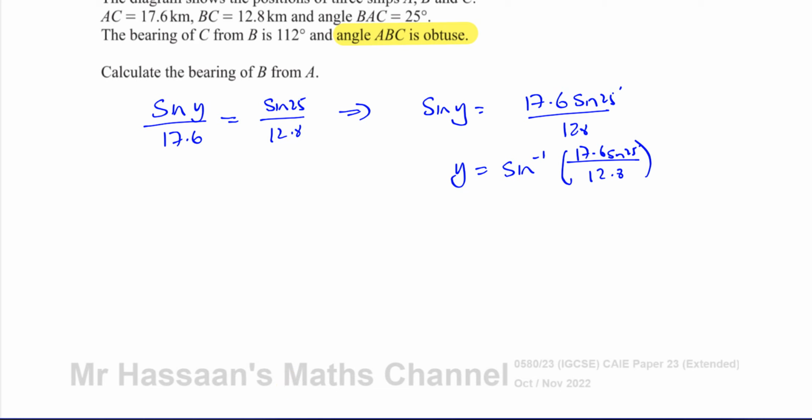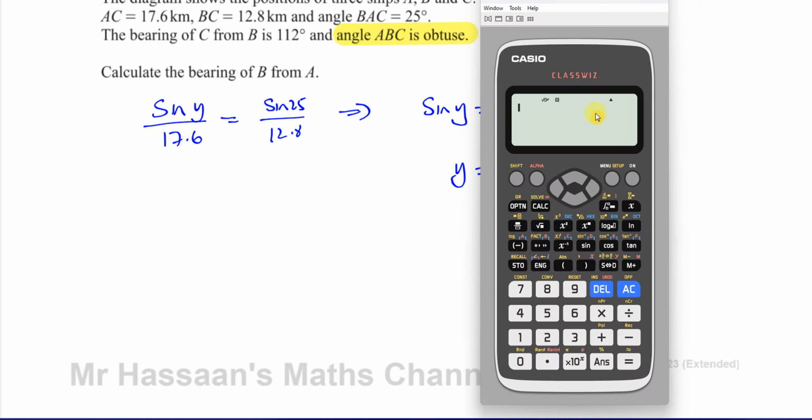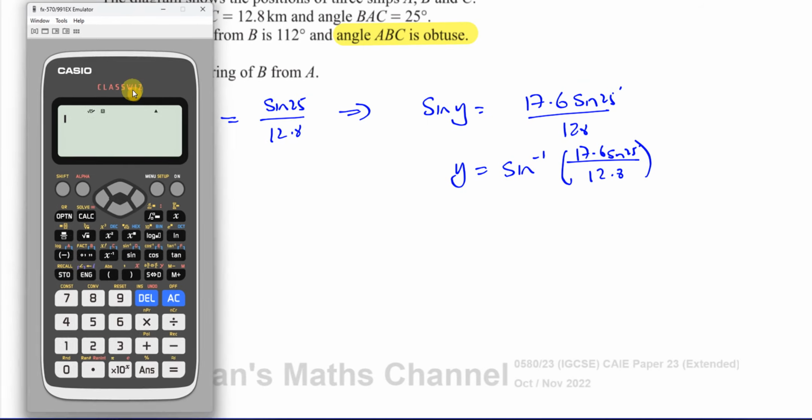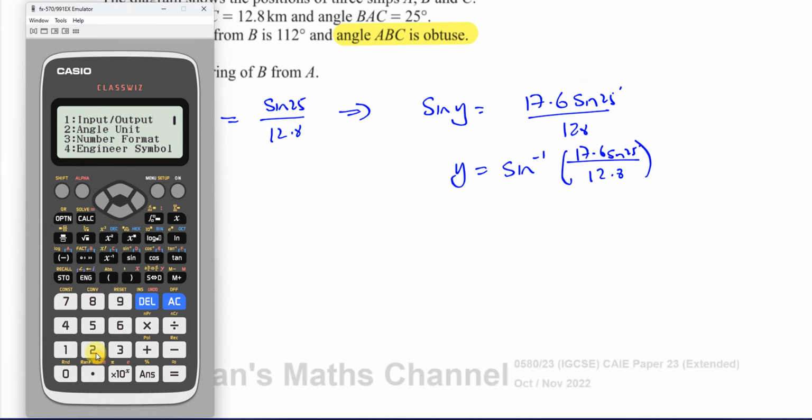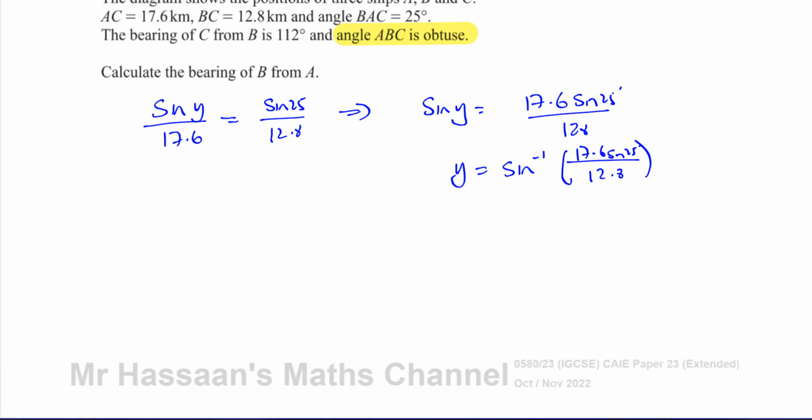So we'll take the calculator. We make sure that we are in degree mode. Right now the calculator is in radian mode, so I'm going to make sure that we're in degree mode. Very important. So now we're in degree mode. We say inverse sine of 17.6 times sine of 25 over 12.8, and that gives us the angle. Now, what we'll be surprised with is the angle we get here, as we can see from the calculator, is 35.527.